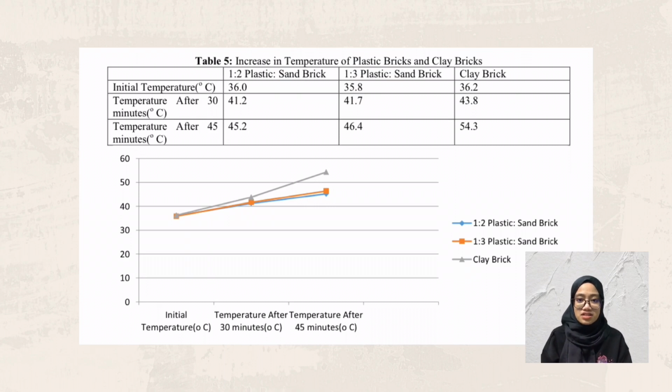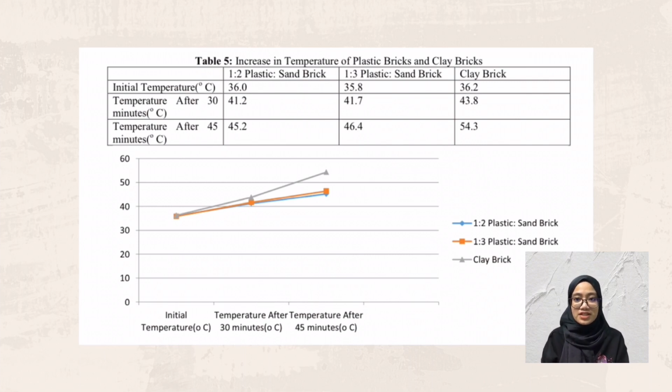Next, this is the result for the relative rise in temperature between plastic sand bricks and clay bricks. The specimens used for this testing are 1:2 plastic sand bricks, 1:3 plastic sand bricks, and clay bricks. The initial temperatures of the three specimens are quite similar: the 1:2 plastic sand brick has 36 degrees Celsius, the 1:3 plastic sand brick has 35.8 degrees Celsius, and the clay brick is 36.2 degrees Celsius.